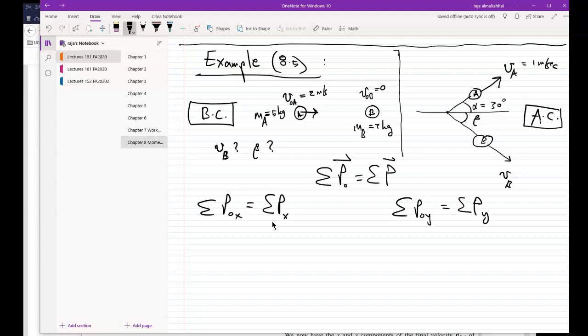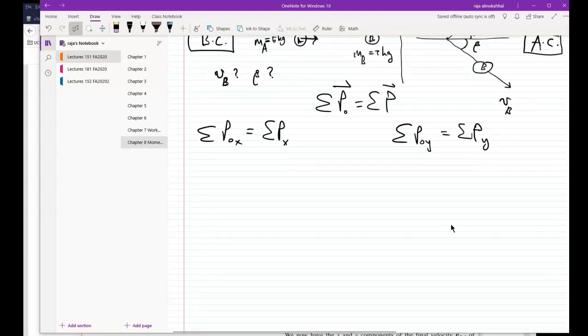Got it? But before I do that, I need to resolve things into components. Looking at BC here before the collision, everything is along the x-axis, no problem. So the initial velocity V naught A is along the x-axis. There is no y component. You agree with me on that? And of course B is at rest, so there is no y or x component for that matter. The troublemaker is after the collision. So I need to resolve VA into VAX and VAY, and also VBX and VBY.